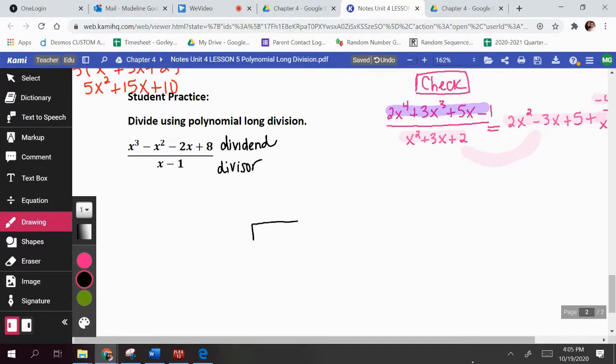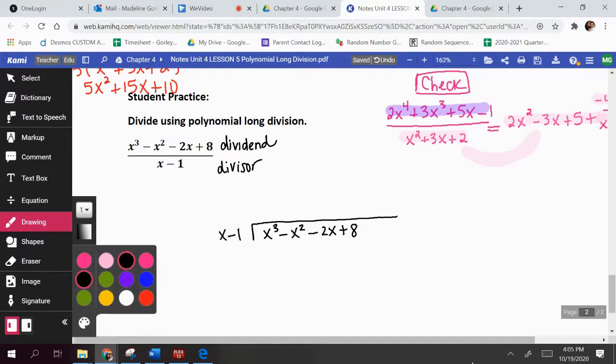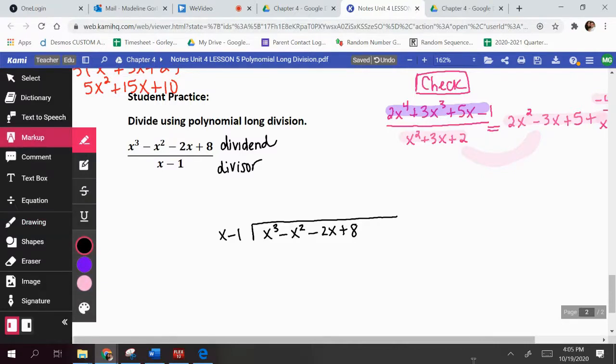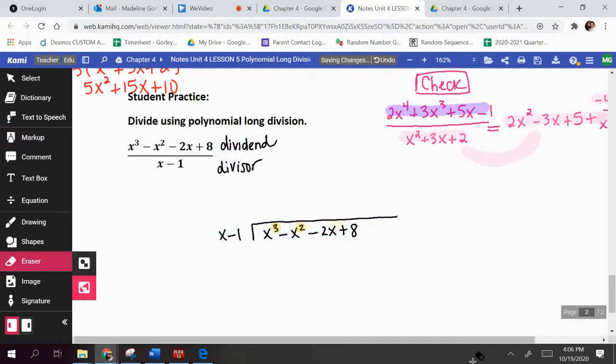So I'm going to set up my long division bar. I've got x cubed minus x squared minus 2x plus 8. And I'm dividing by x minus 1. Okay, so I check, make sure that it's in standard form and my exponents descend. 3, 2, 1, and then constant. That looks good. And I can start my long division process.